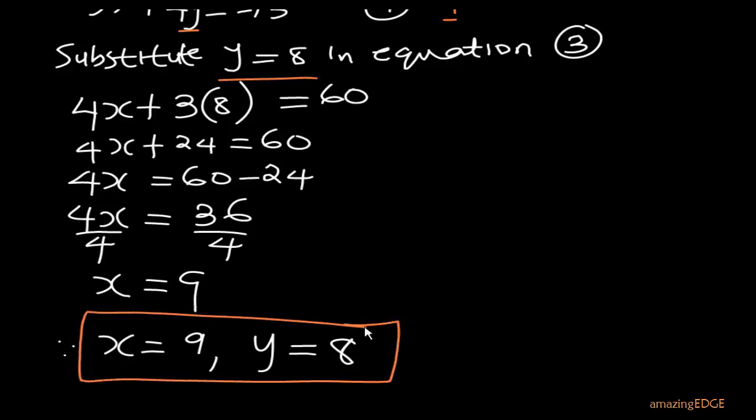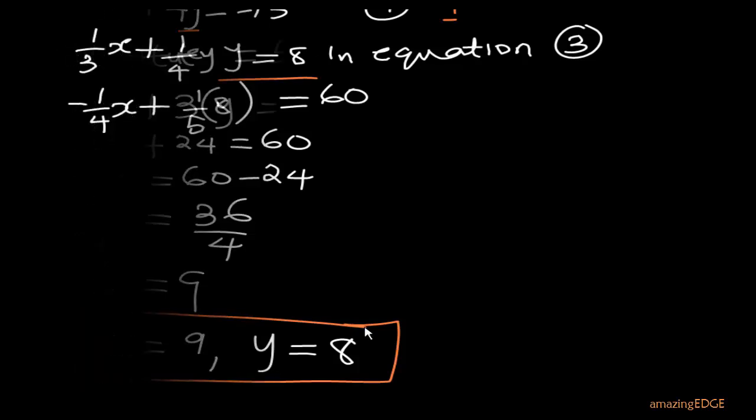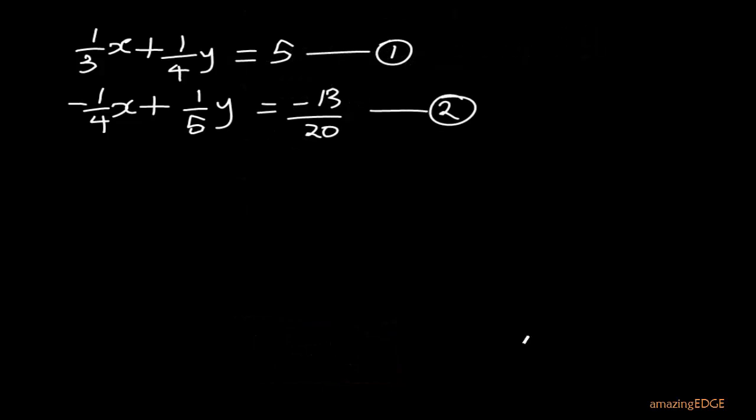But before we round up, it is important to verify this. So let us go back to our original equation and see if we put x equals 9 and y equals 8 on the left hand side, whether it will give us what we have on the right hand side. So we check that. Equations 1 and 2 are our original equations. We have x to be 9 and y to be 8. So we move to the left hand side and check that for both equations.